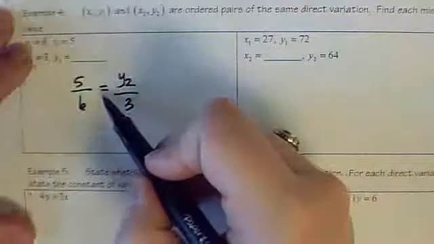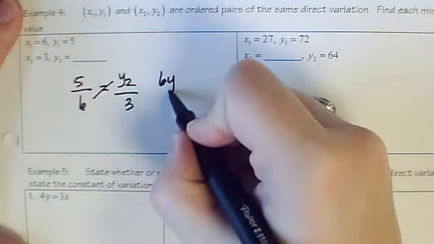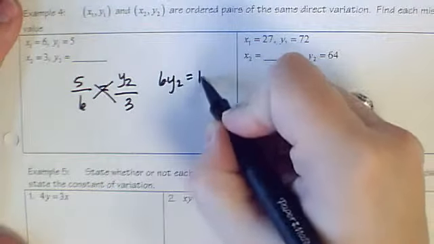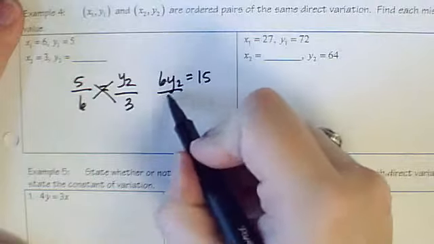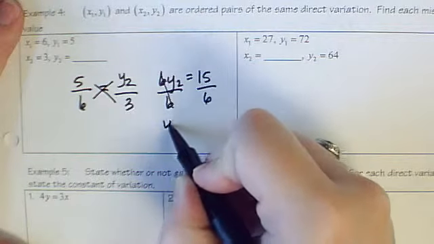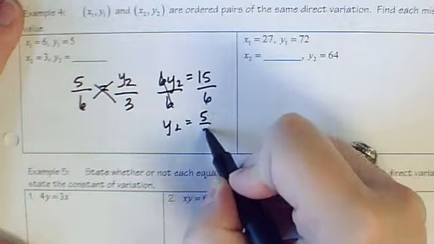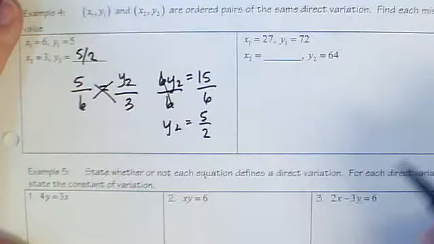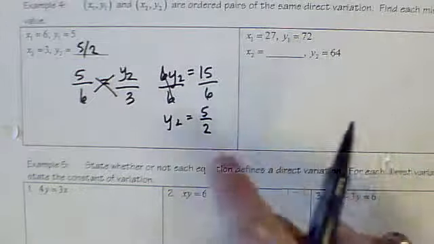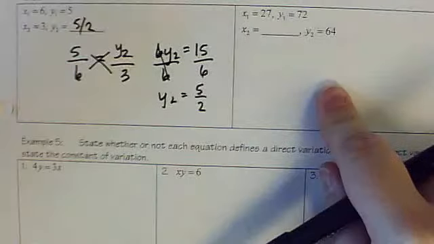So from here I can just do cross multiplication. So 6y2 equals 15. Well, to figure out what y2 is, divide by 6. When I reduce this, I get 5/2. So there's your second y. Okay, and you can do that same process for this one over here.